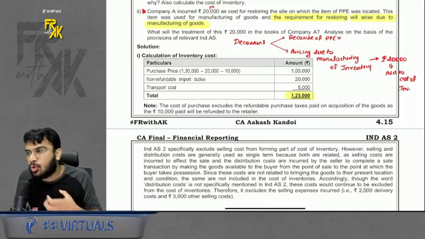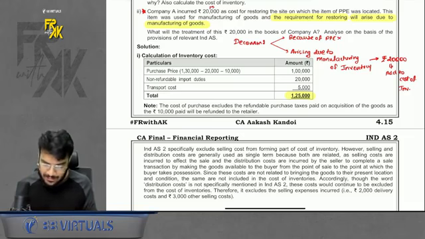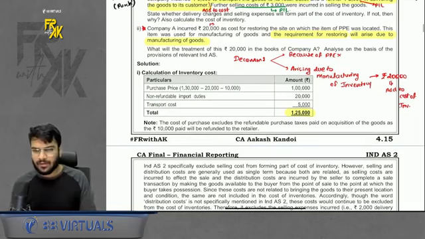Of course, try to take the tricky questions in this revision. Remaining questions, of course, you can refer. It is a very simple index.